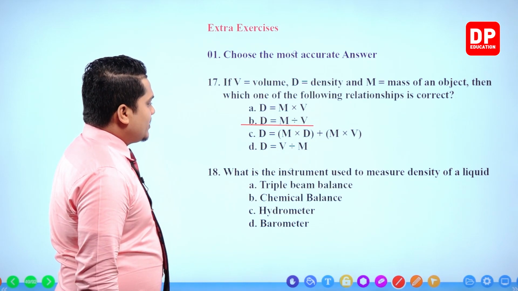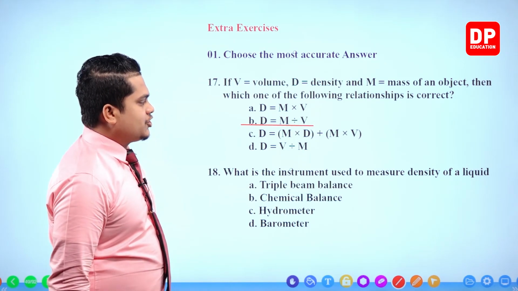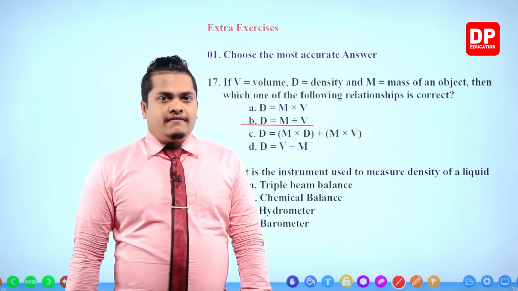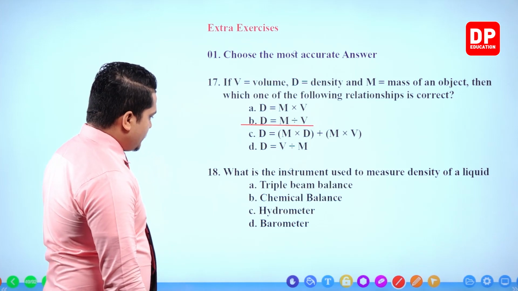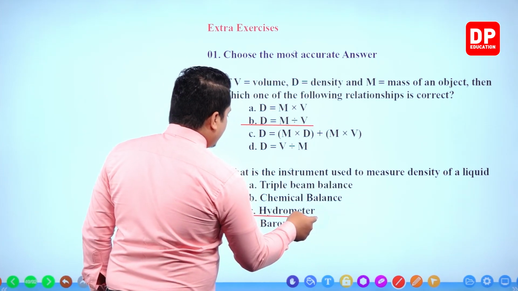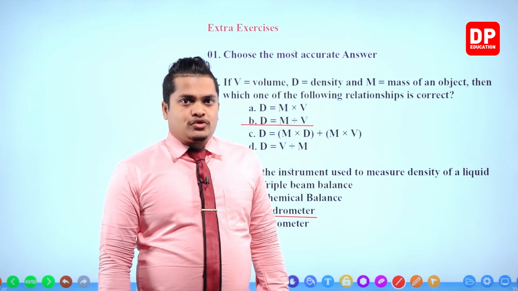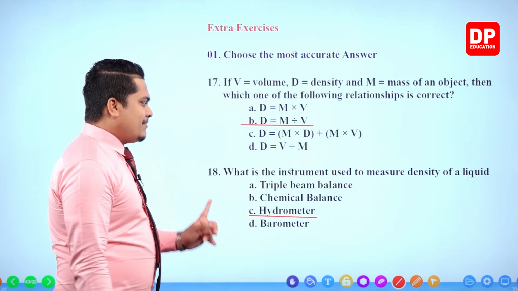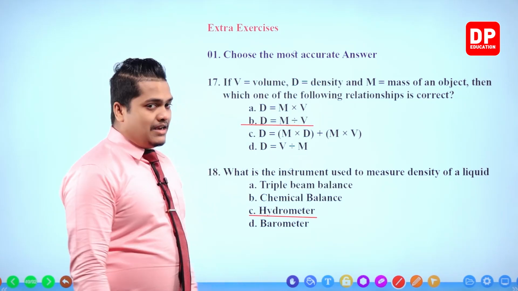Next one. What is the instrument used to measure the density of a liquid? Very simple, my dear children. To measure the density of a certain liquid, we use the instrument called the hydrometer. So go for the answer that has the hydrometer. Yes, hydrometer is here. Hydrometer is the instrument that we use to measure the density of a certain liquid. The triple beam balance we use to measure the mass, same as the chemical balance.